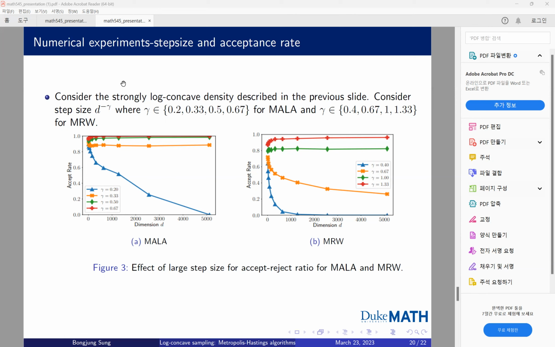To discuss the results, we see that the bounds for MALA from theorem one may not be too tight, while the bounds for MRW from theorem two are very likely to be tight based on the simulation result. So deriving a better bound for MALA, or establishing that the current dependency for MRW is tight, are open questions.